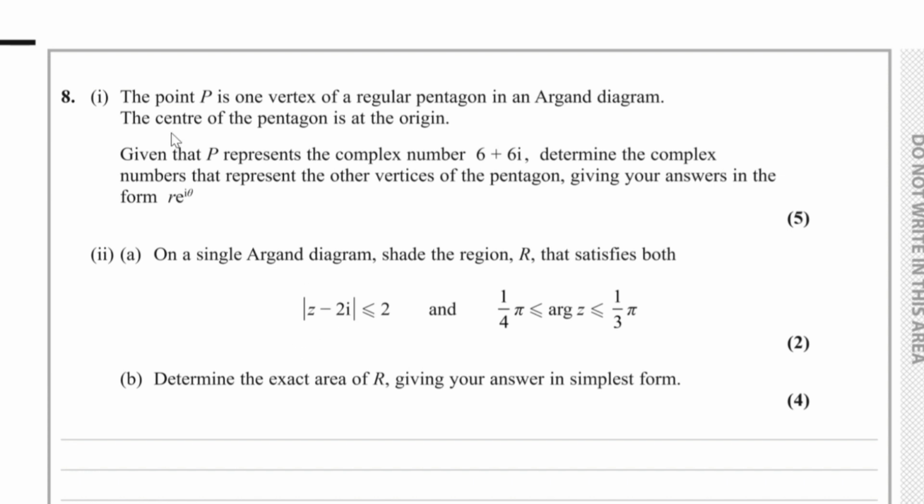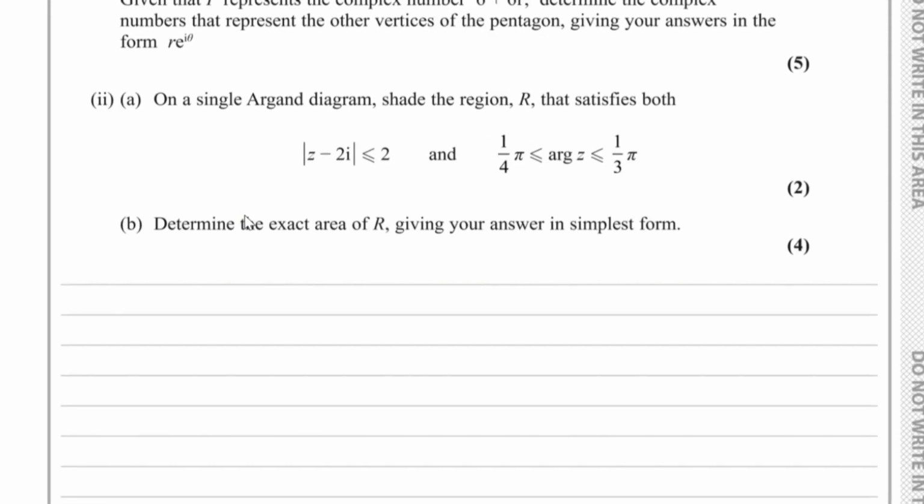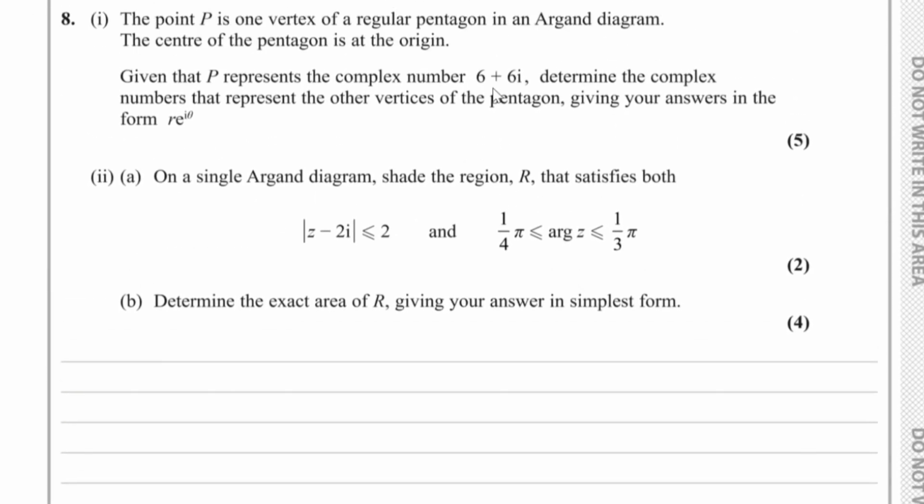Question number 8. For the first part, the point P is one vertex of a regular pentagon in an Argand diagram. The centre of the pentagon is at the origin. Given that P represents the complex number 6 plus 6i, we have to determine the complex numbers that represent the other vertices of the pentagon, giving your answer in the form re to the i theta. Well, we've got one of those complex numbers, which is a vertex.